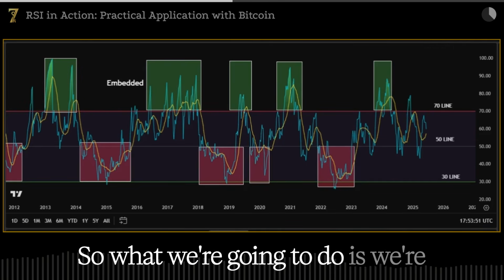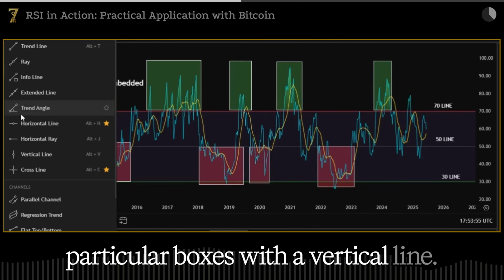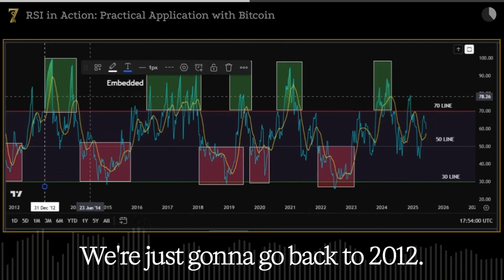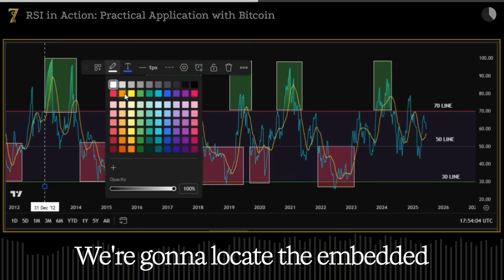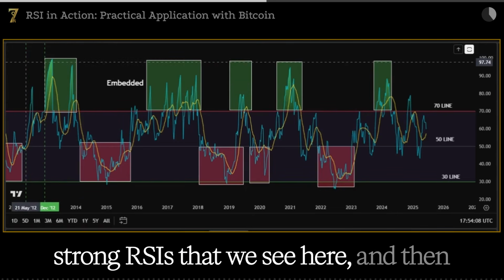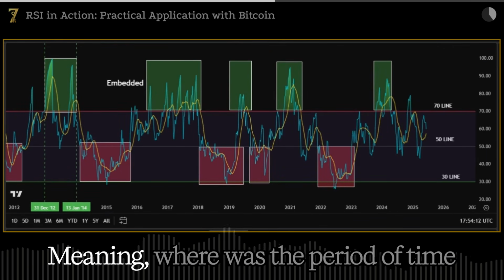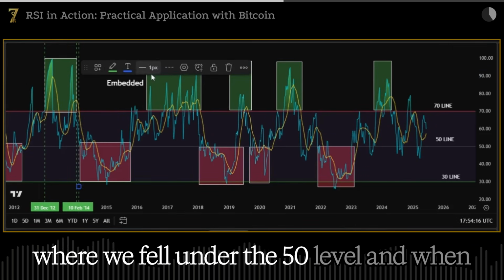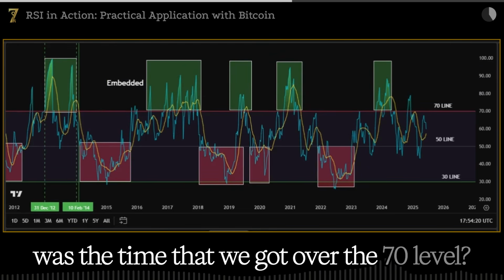So what we're going to do is label each one of these particular boxes with a vertical line. We're going to go back and look at our price chart, all the way back to 2012, okay? We're going to locate the embedded strong RSIs that we see here, and then we're going to label the weak ones, meaning where was the period of time where we fell under the 50 level, and when was the time that we got over the 70 level.